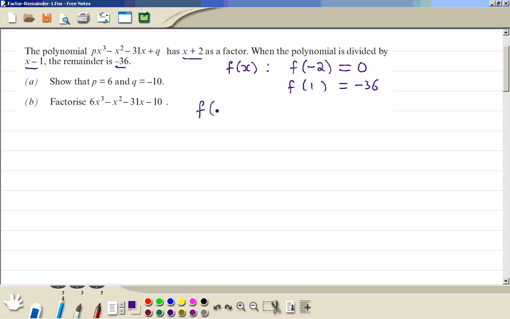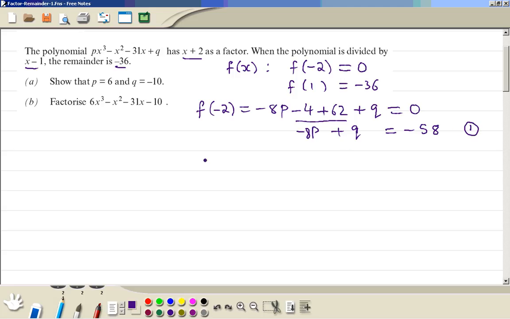So we substitute x equal to minus 2 into this polynomial. So it's going to be minus 2 cubed, which is minus 8. Then it's p. Here we'll have a minus 4. Minus 31 times minus 2 is plus 62. Plus q is equal to 0. So we keep minus 8p and q on the left hand side. Here we got positive 58, go to the other side, becomes minus 58. This is our equation 1.